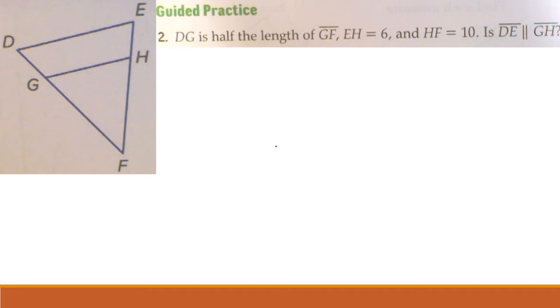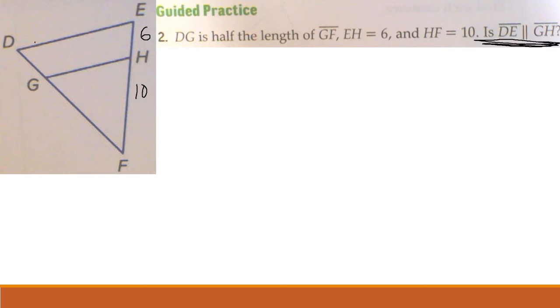So now this one's the same kind of problem, but it's a little bit tricky. It says DG is half the length of GF, and it says EH is 6. Let me go ahead and mark that down here. EH is 6, and HF is 10. Is DE parallel to GH? So it's asking if these things are parallel.